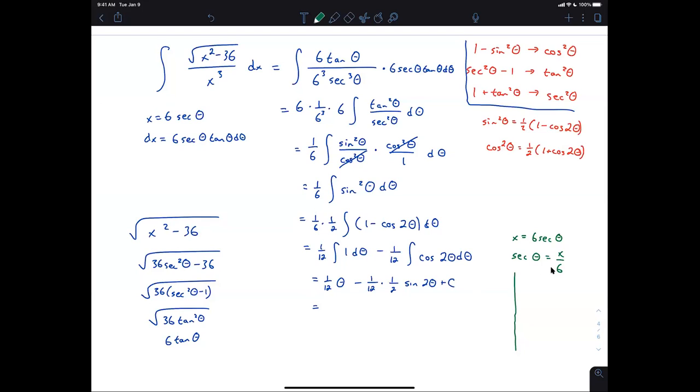Okay, and so now we draw the angle theta in quadrant 1. Secant is r over x, or hypotenuse over adjacent, however you like to think of trig. And so you get that, and then the opposite side, you figure out using the Pythagorean theorem: you take the hypotenuse squared minus the other leg squared and take the square root. So you get the square root of x squared minus 36, which should match the square root we started with.